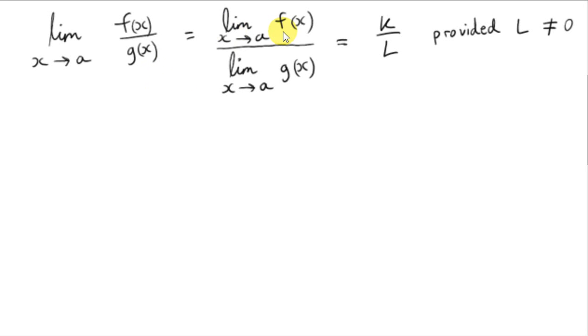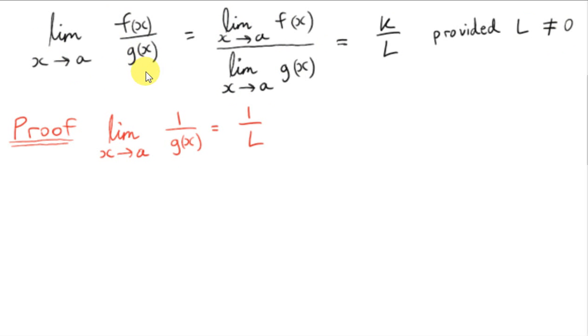The limit as x tends towards a of f of x is k. The limit as x tends towards a of g of x is L. Now L is not 0 here. So we are going to show that the limit as x tends towards a of f of x divided by g of x, in other words the limit of a quotient, is the quotient of the limits.